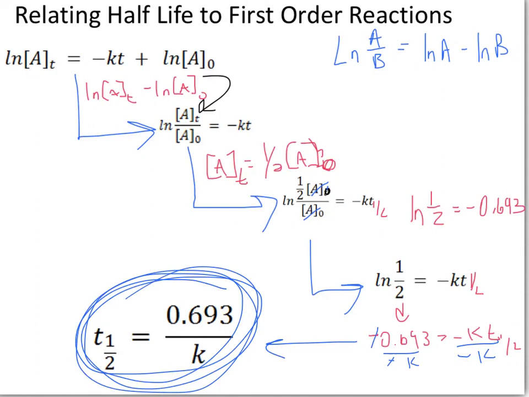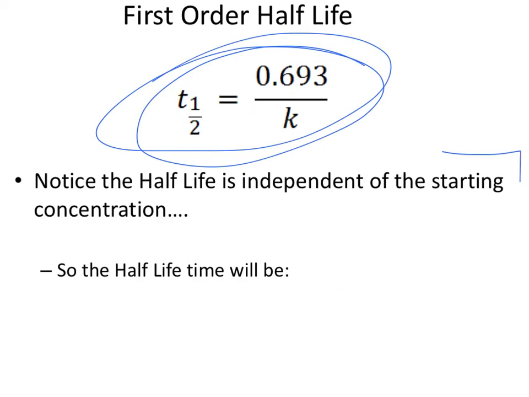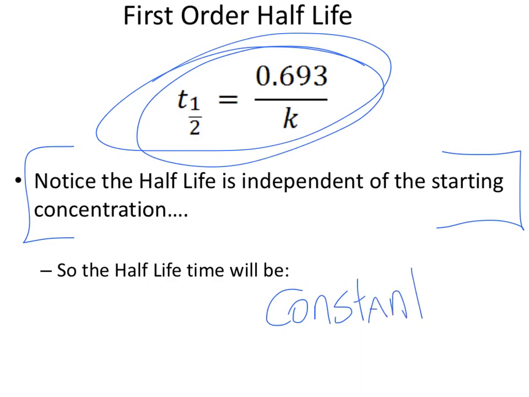It does not matter what concentration you start at. Your half-life is not determined by that. Very important for y'all to be able to mathematically determine this. So again, this is my half-life equation that you're going to need to know. You need to understand that half-life is independent of the starting concentration, and so half-life time will be constant for your first-order reactions. This isn't true for the zero order and the second order.